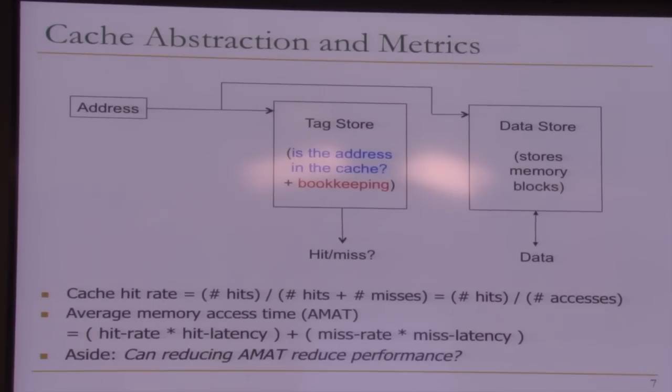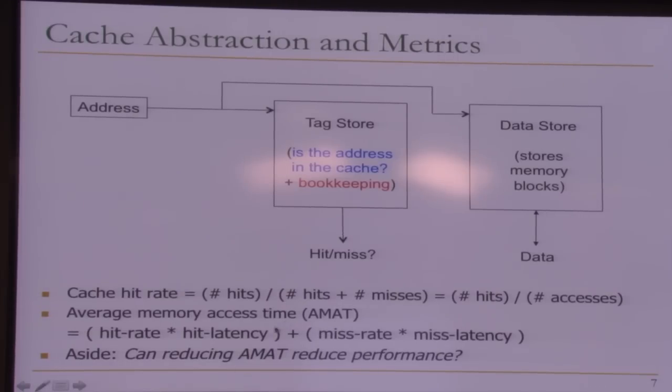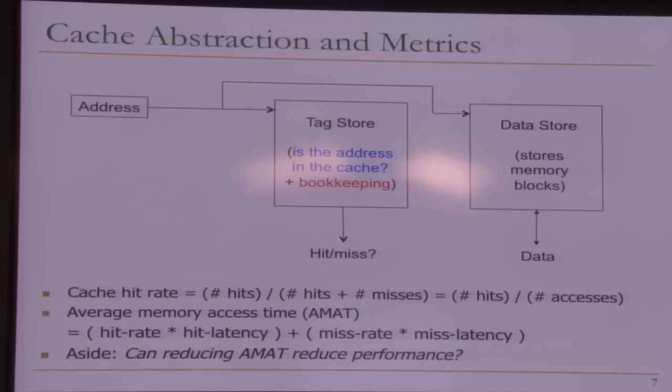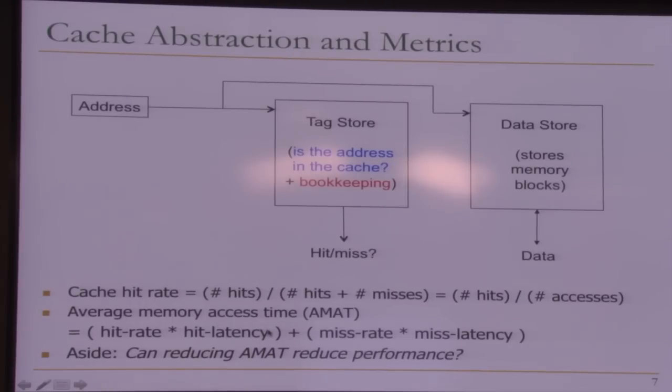One aside you should probably start thinking about now is, ideally, maybe you would like to reduce average memory access time, right? But when you reduce average memory access time, can you reduce performance? It could happen, actually. And we're going to get to that. Because what this doesn't take into account is really how much stalling cache misses cause, right? Average memory access time is really not performance. It's really from the point of view of the requests. It's not from the point of view of the processor.